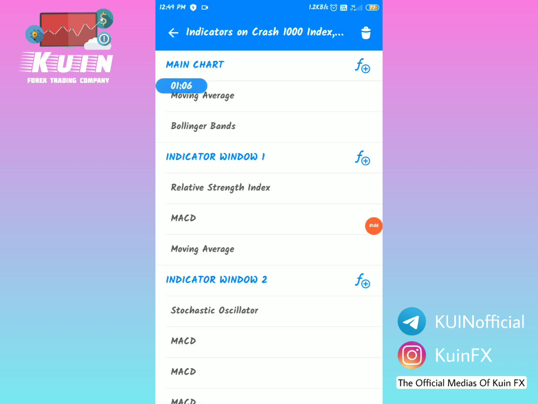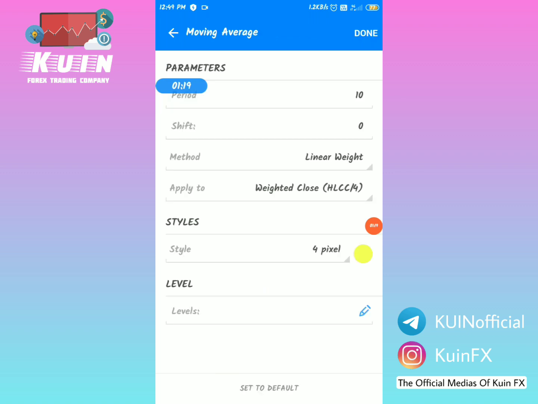In the main chart we have two indicators. First one is moving average and second one is Bollinger Bands. Moving average period is 10, shift is 0, method linear weighted, apply to weighted close HLCC/4, color whatever color you want, you set this. Okay, done.